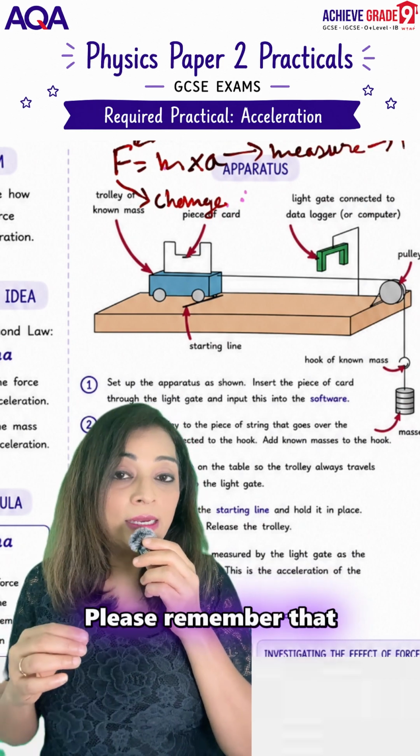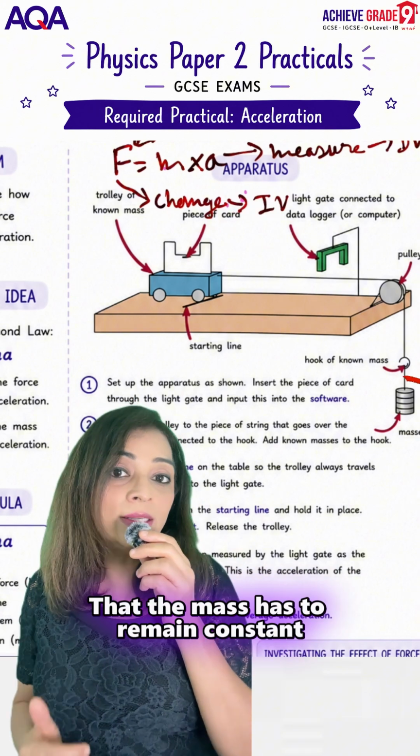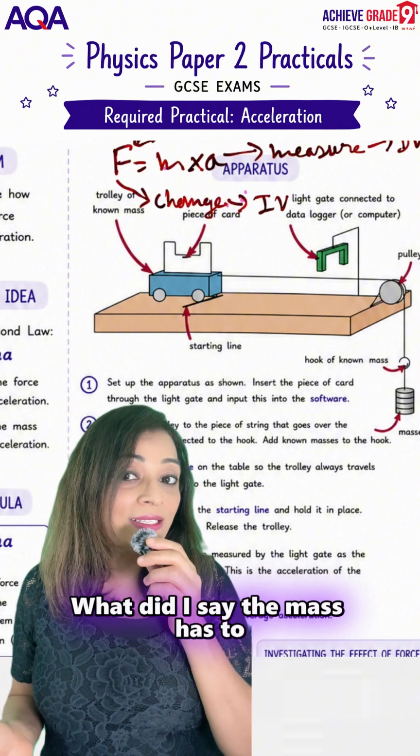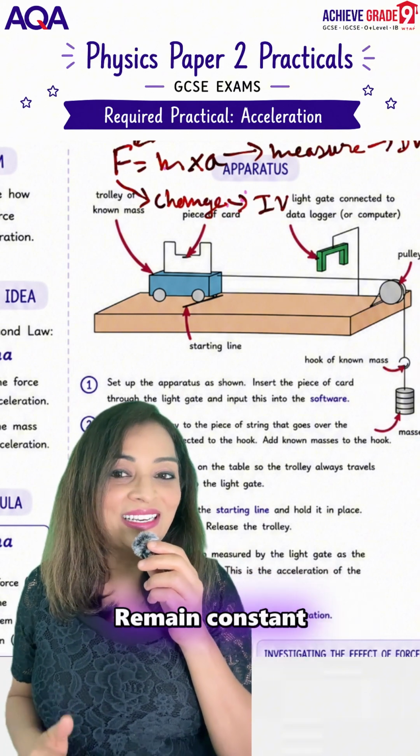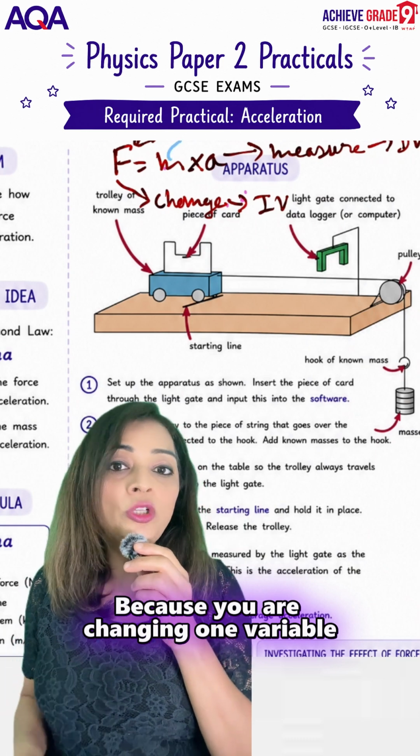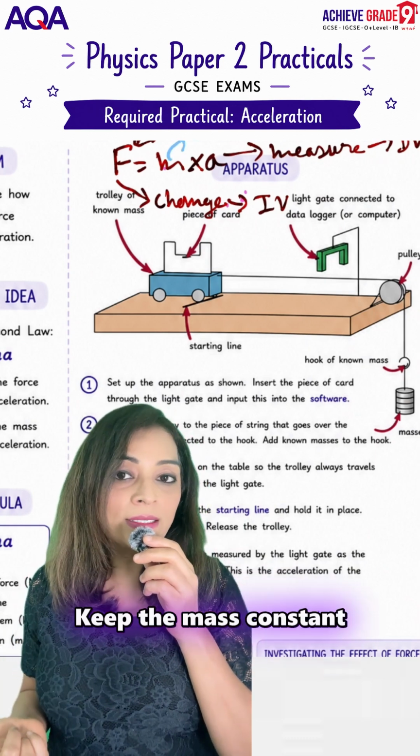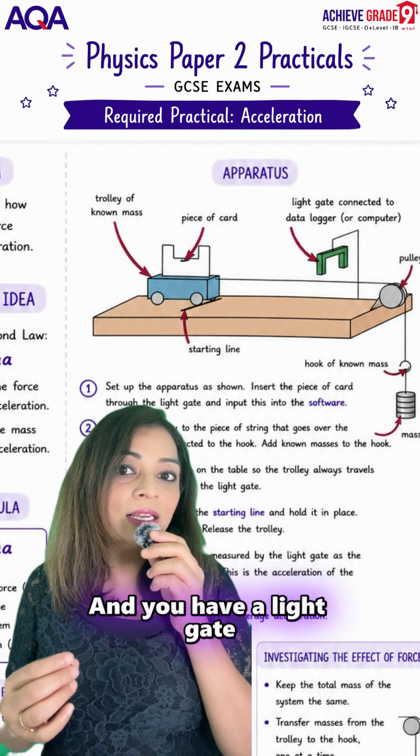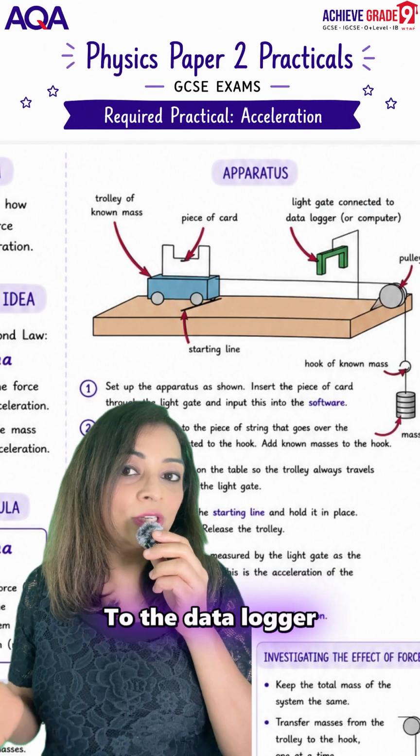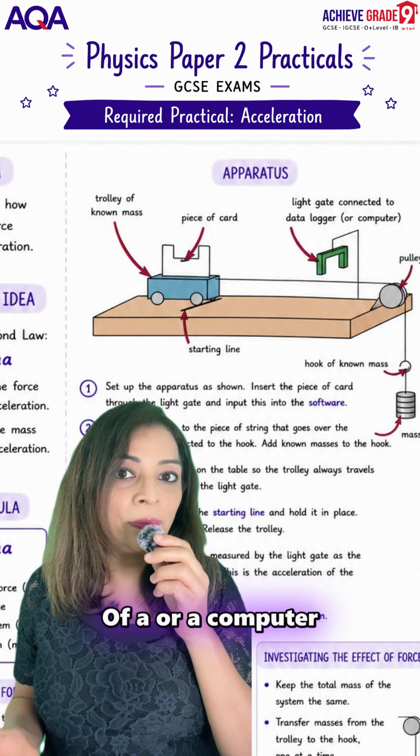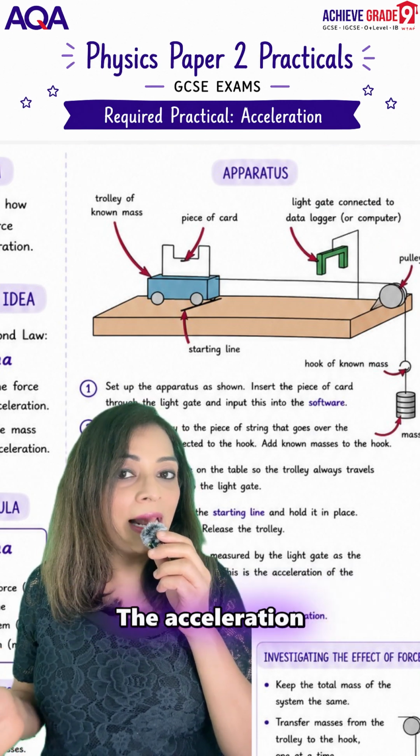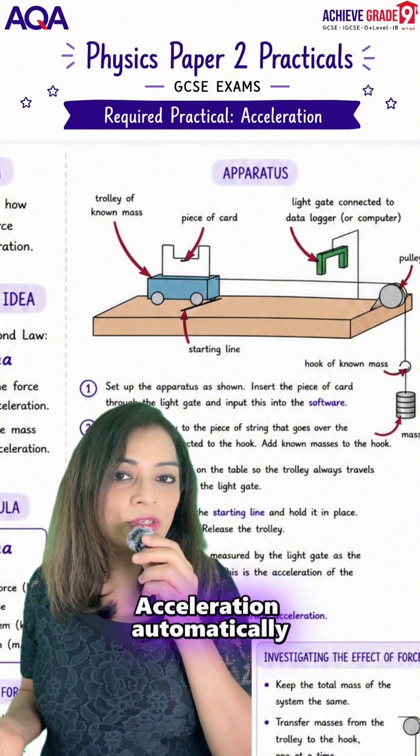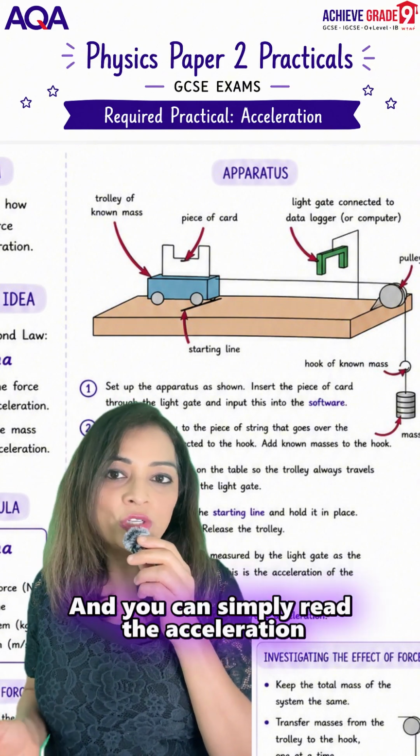Please remember this very important point, that the mass has to remain constant. What did I say? The mass has to remain constant because you are changing one variable and measuring the other. To keep the mass constant, you set up the trolley like this, and you have a light gate, and this light gate is connected to the data logger of a computer. The data logger will give you the acceleration. It can calculate the acceleration automatically, and you can simply read the acceleration from the computer.